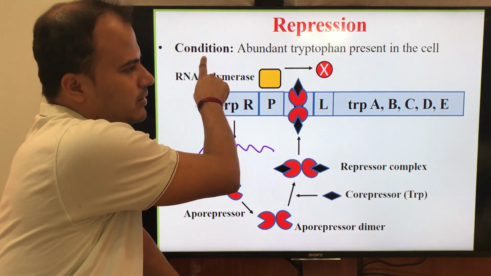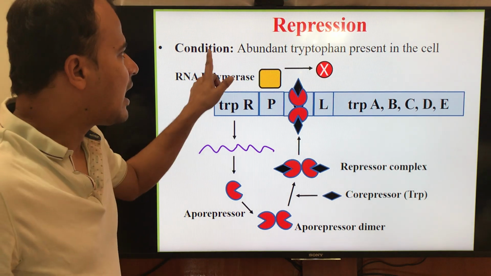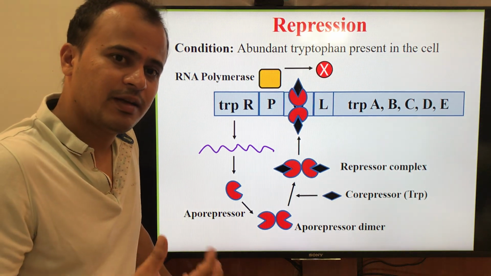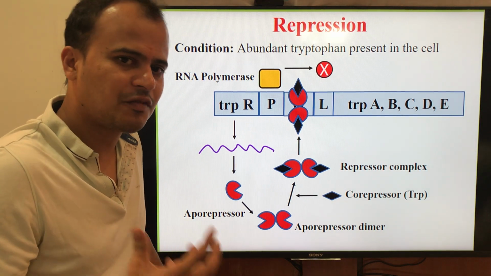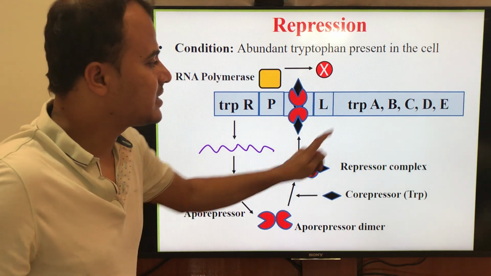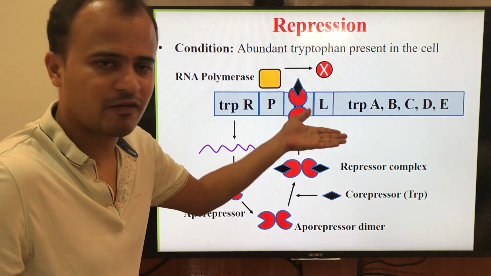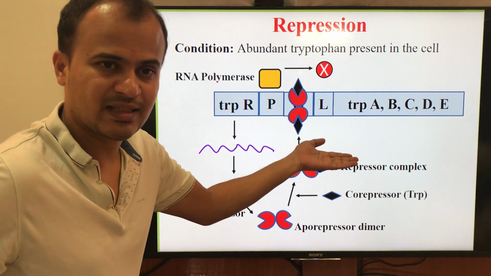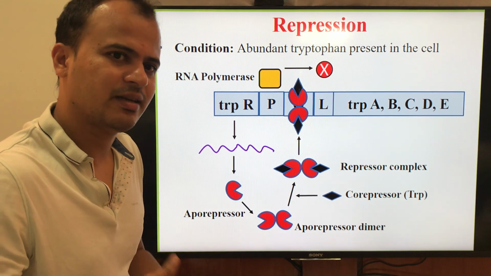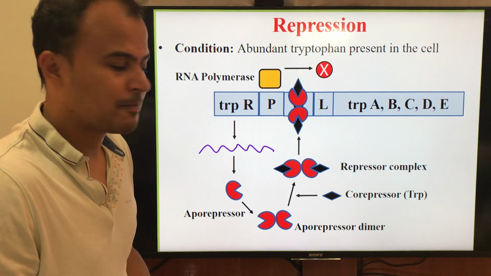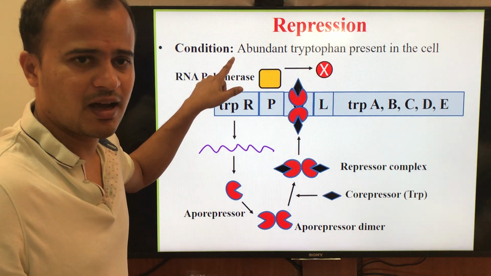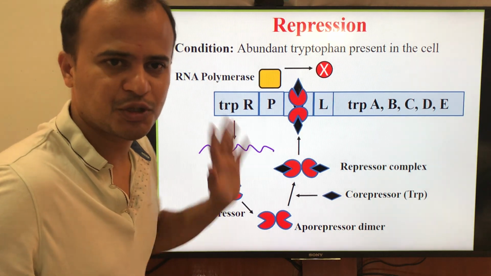So here the condition that I am discussing is abundant tryptophan present in the bacterial cell. If bacteria has a lot of tryptophan in it, it does not require expressing the TRP ABCDE genes, because if they are expressed, if they undergo transcription, they produce the enzymes that synthesize tryptophan. Now, in this case, there is an abundant amount of tryptophan in the cell. How exactly do bacteria stop the expression of ABCDE genes?